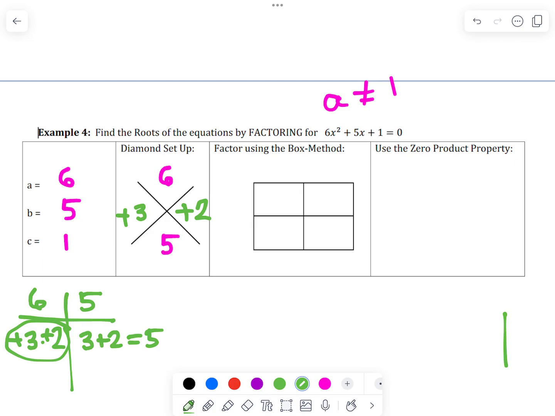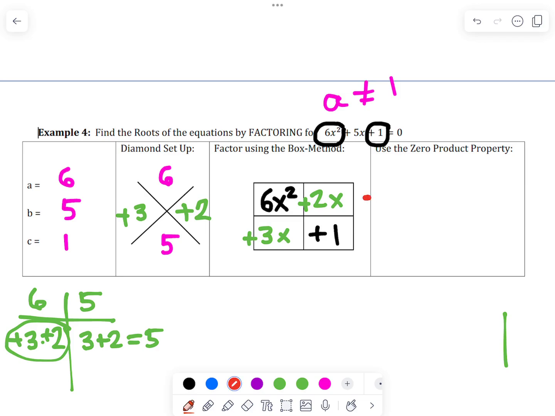Now we set up our box. Notice the top left-hand corner is going to be your ax squared. The bottom right is going to be your constant. The sides of the diamond make up your other two terms with x. Now we have our 4 terms. We're ready to take out the GCFs of each of the rows and columns.